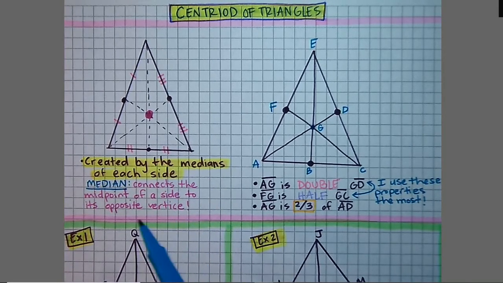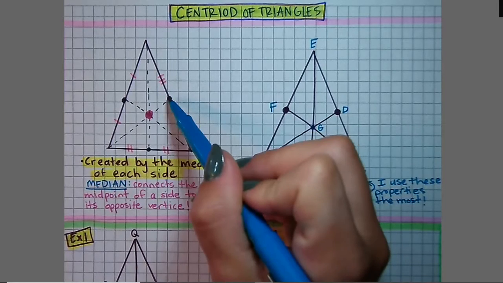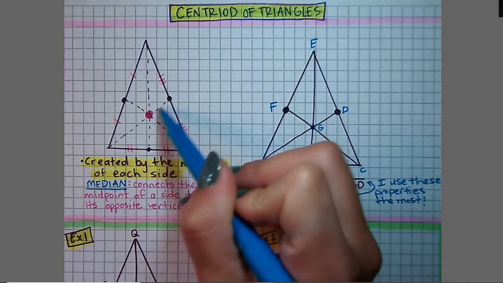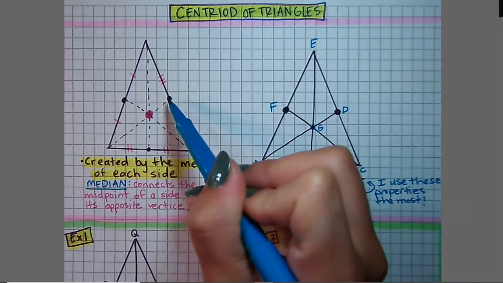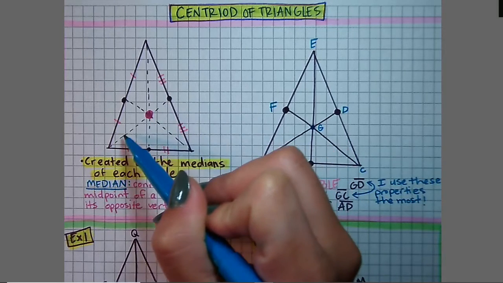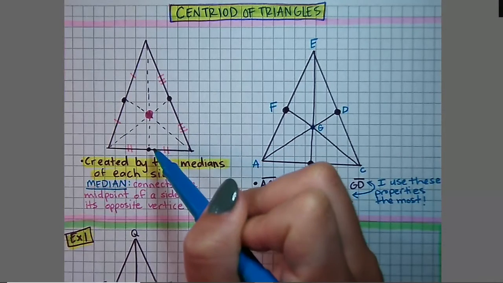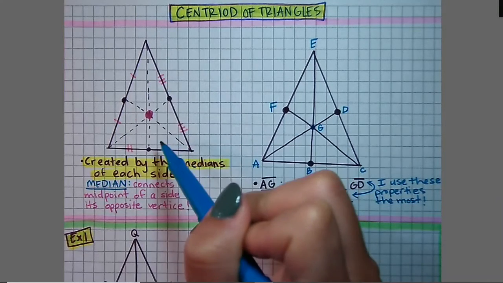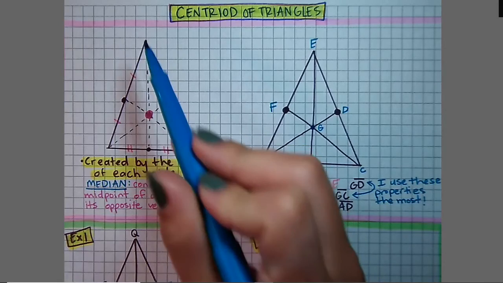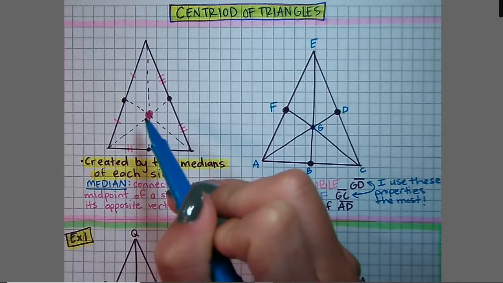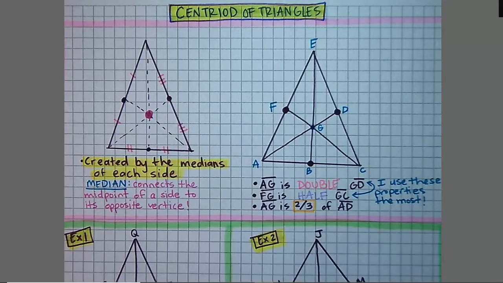So, what is a median? All the median is, is a midpoint of one side, and then it's the line that connects it to the opposite side. So here you can see this median is intersecting with all of these other medians. It's splitting the sides in half, and it's reaching to the other vertices. So the intersection of all of these medians is going to be your centroid.